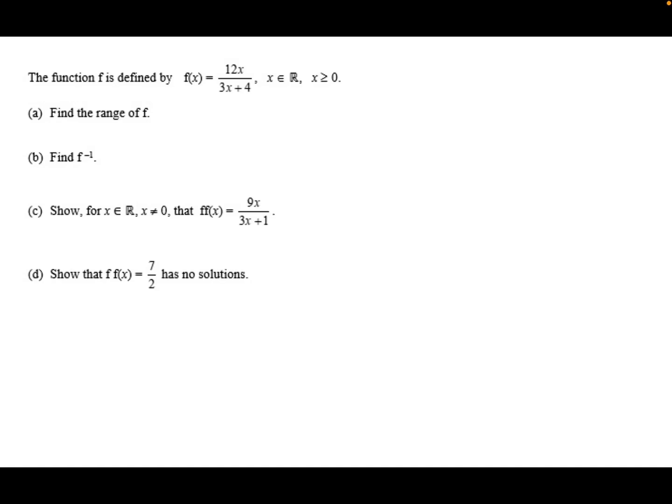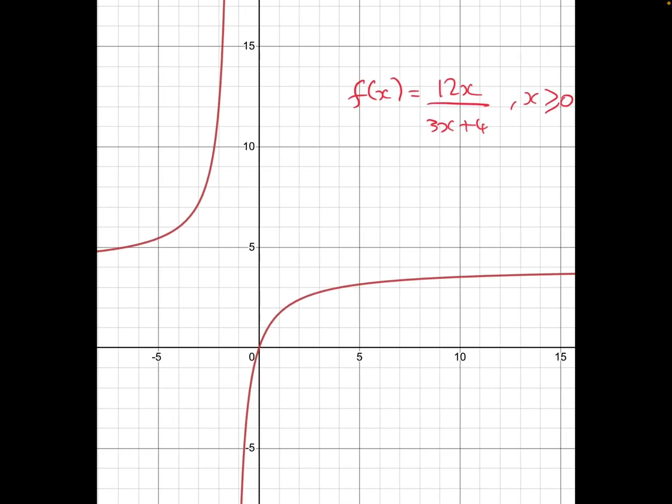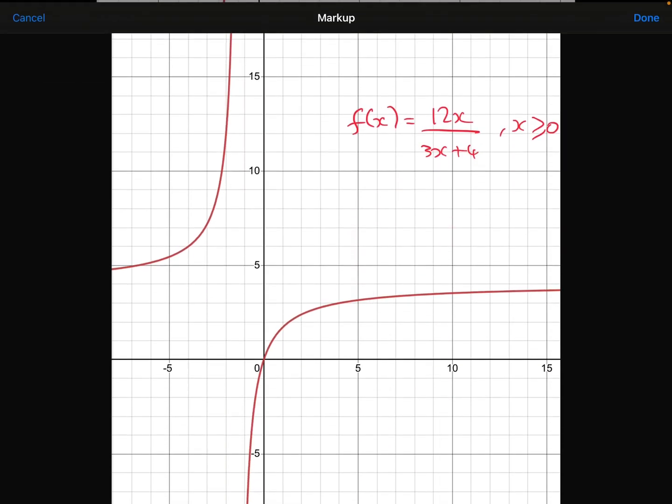The function f is defined by f of x is equal to 12x over 3x plus 4, where x has to be greater than or equal to 0. Part A says to find the range of f. So I'm going to put this into a graph, put this into your graphing calculator, and you should see something that looks like this. So let's think about what the range is going to be.